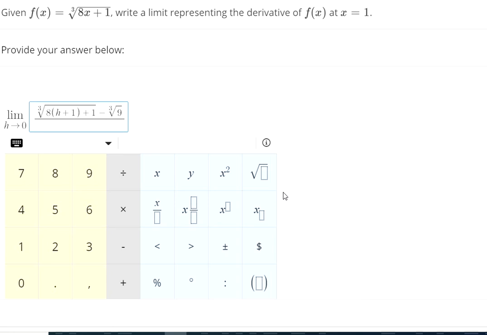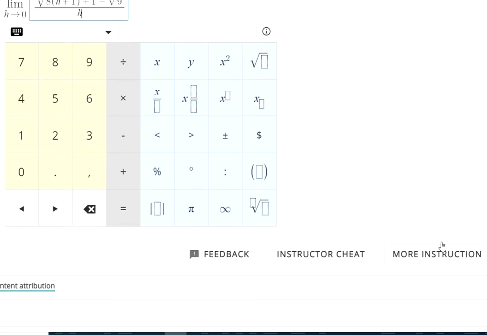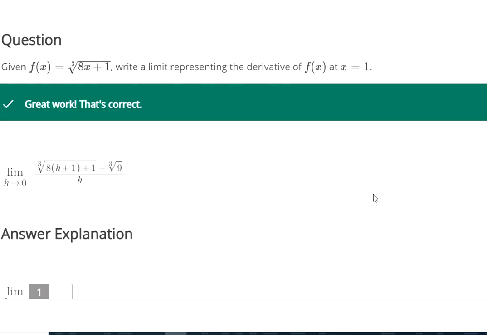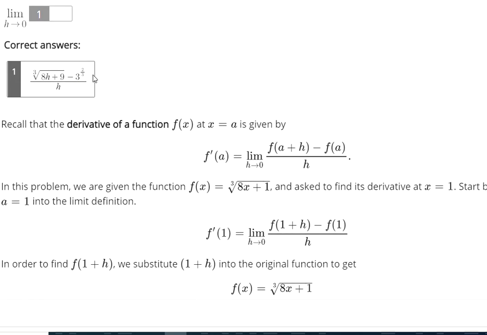And the denominator is h, because h is the thing that's getting infinitely close to 0. Okay, yeah, looks like they're okay with that notation. They did 3 to the 2/3 power. You don't need to do that.